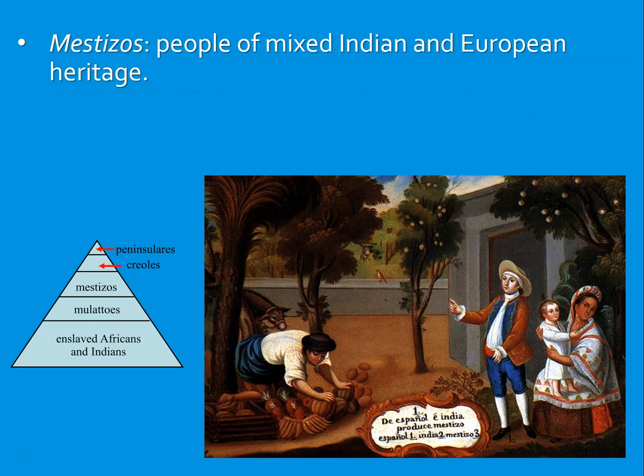The next group down the rung of the ladder would be the Mestizos, and the Mestizos are the result of Europeans arriving and intermarrying with Native Americans. A lot of European settlers were young single men, and there weren't a lot of young single Spanish women in the colonies, especially in those early days. And so the Native Americans were really the only option for these young European explorers.